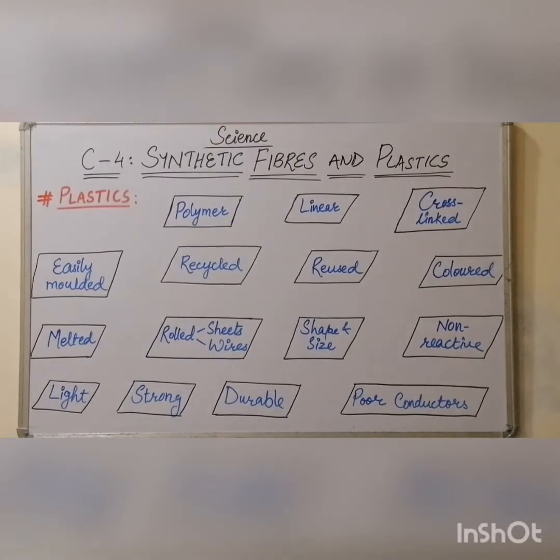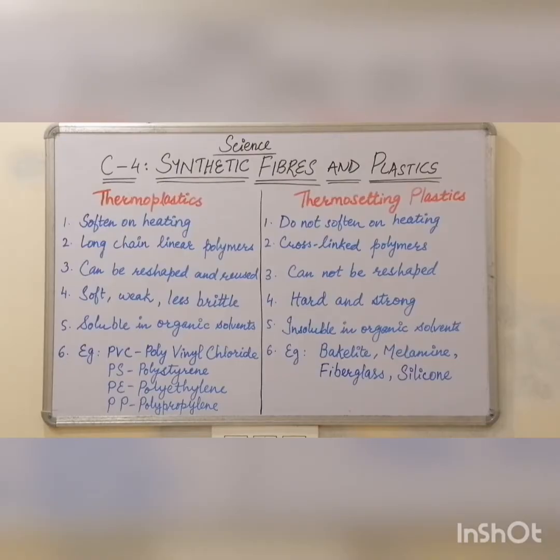They are polymers, linear chains and cross-linked units, easily molded into any desired shape and size. They could be recycled. Some plastics are recycled, some are not. Then reused, colored, melted, rolled into sheets and wires, non-reactive, light, strong, durable, poor conductor. We have learnt about different characteristics of plastics.